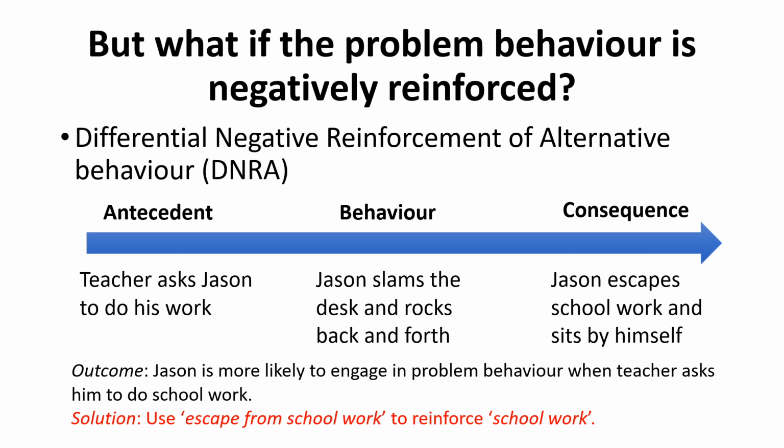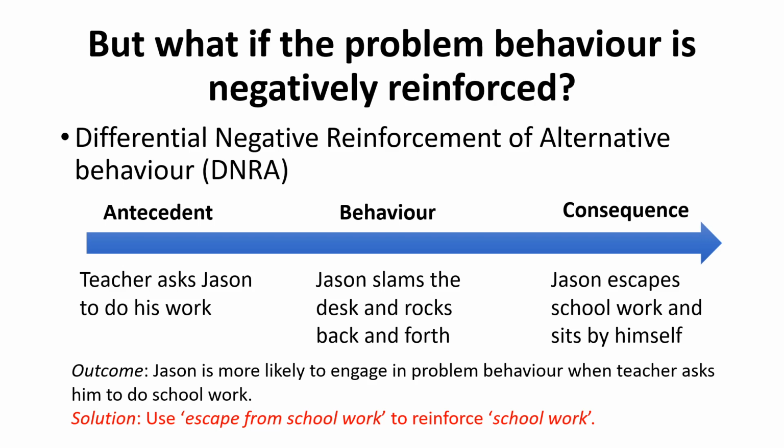But there are also situations where we see negative reinforcement, where the removal of an aversive stimulus makes a behavior more likely to occur. So what if our problem behavior is being negatively reinforced? You might see this specific scenario called differential negative reinforcement of alternative behavior, or a DNRA. The same basic idea as our DRA, but specifying that we're for sure using negative reinforcement in this situation.